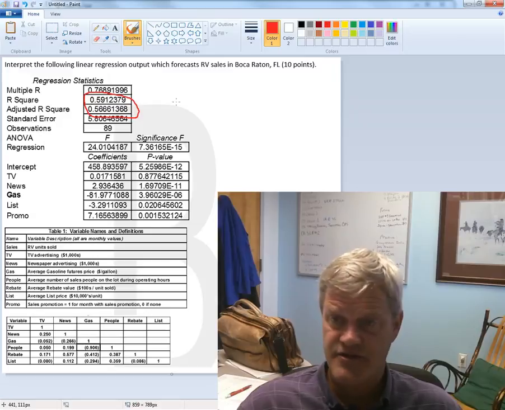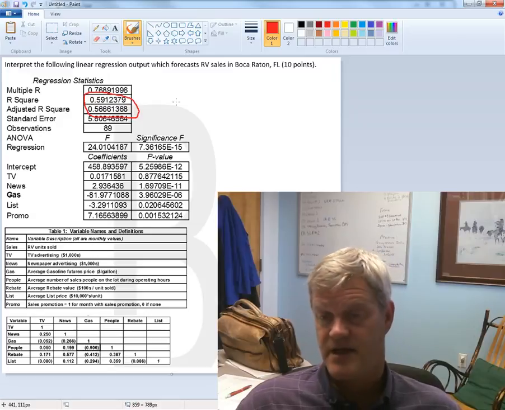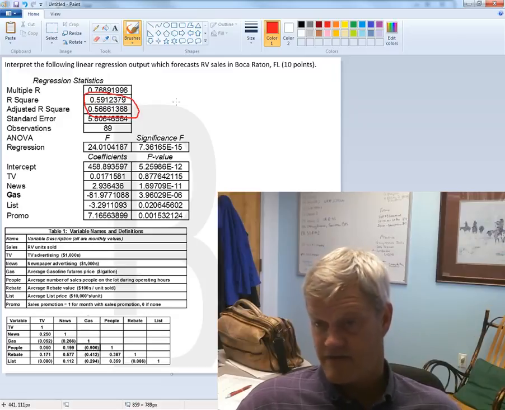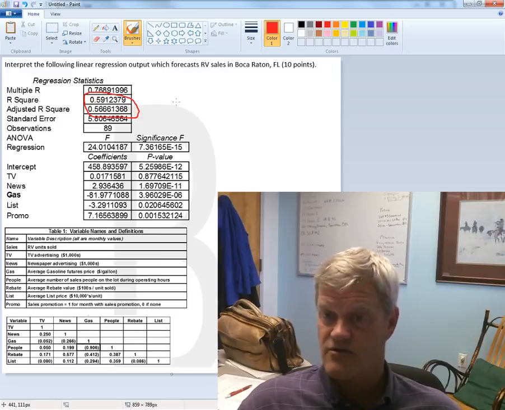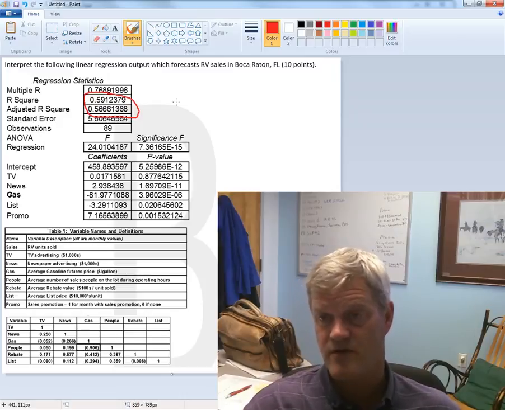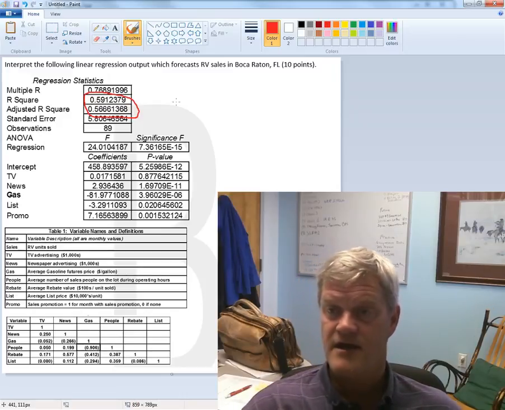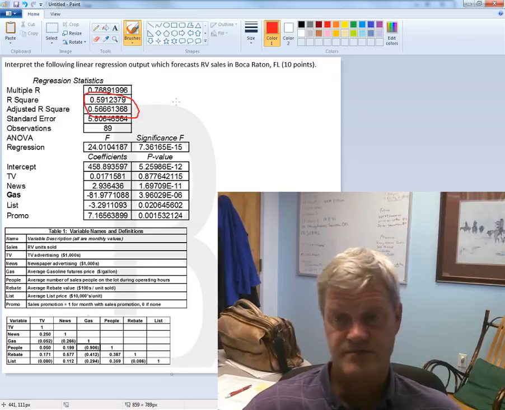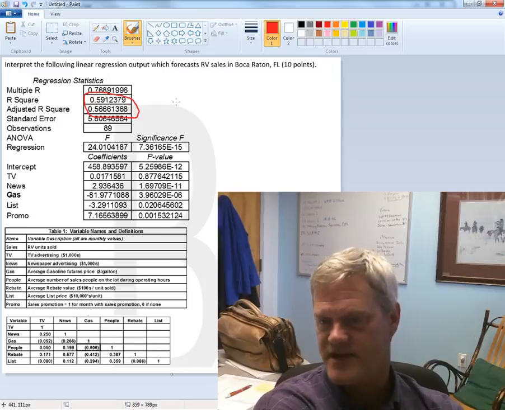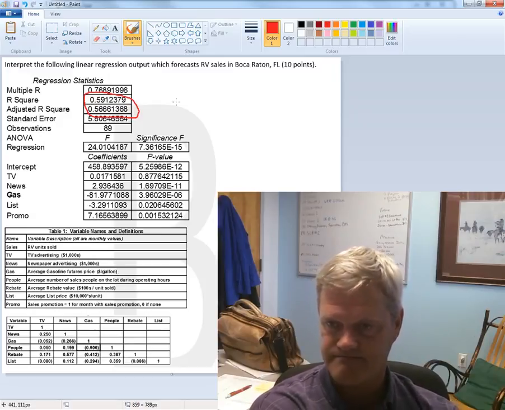If I'm looking at two different regression models, maybe I have a different regression model that forecasts RV sales, and if they're both significant, now maybe I'm going to look at R-squared in order to compare the two values, right? So this one gives me a 0.59, maybe the other one gives me a 0.39, in which case this particular model we're looking at gives us more explanatory information, or it helps us predict a little bit more reliably.